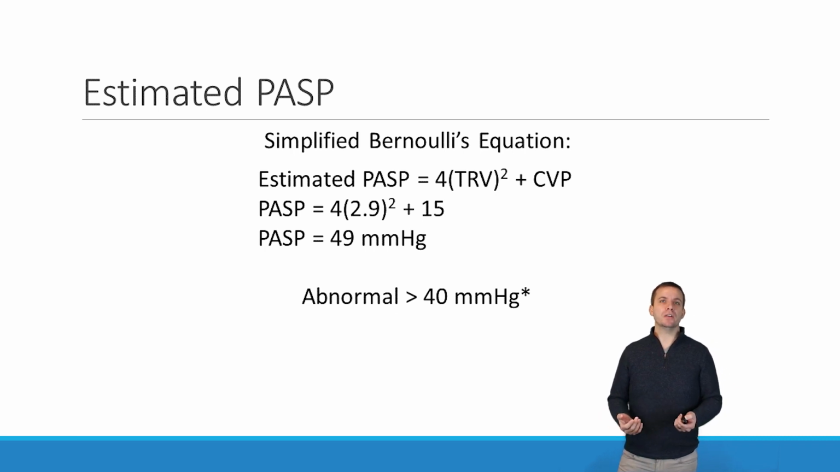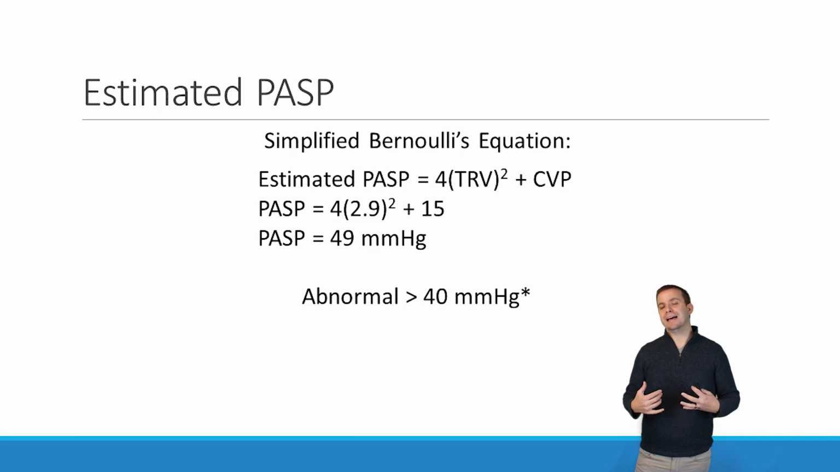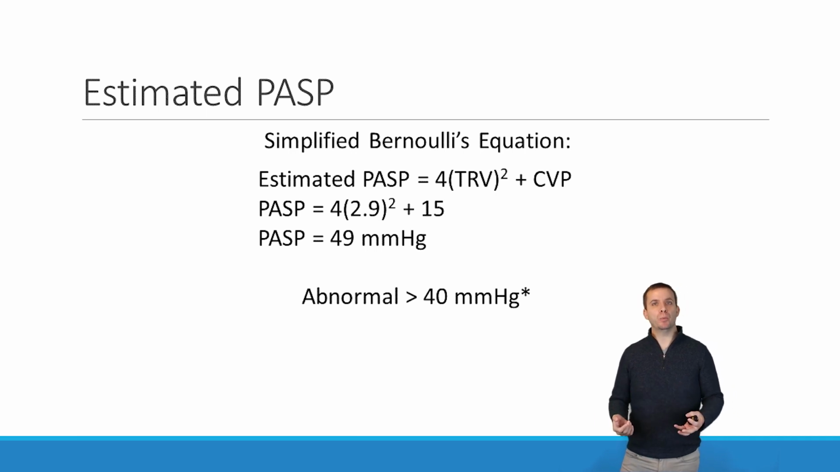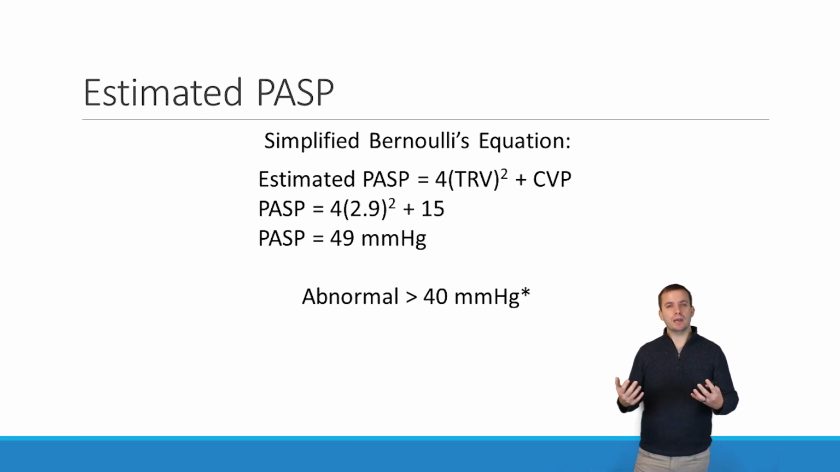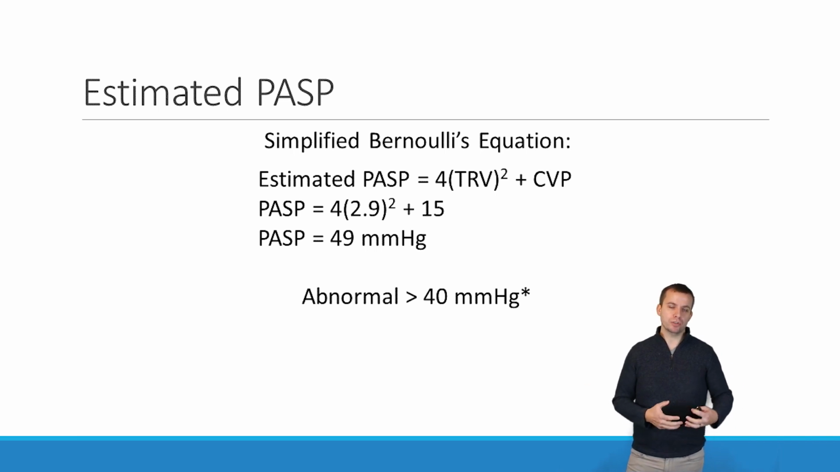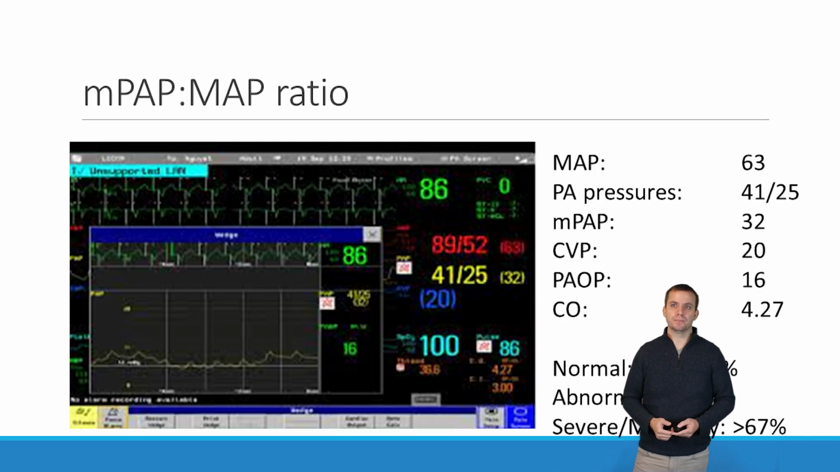Using simplified Bernoulli's equation with those numbers, 2.9 squared times 4 plus 15 will give you 49. Any PASP greater than 40 means you probably have pulmonary hypertension, and you're most likely looking at increased afterload, or it's harder for the RV to push against.